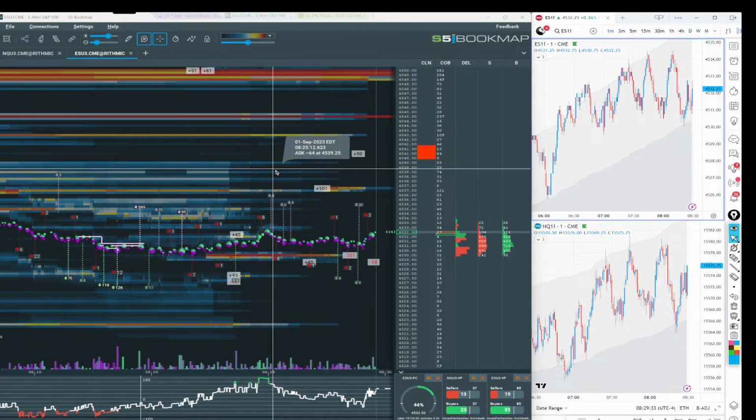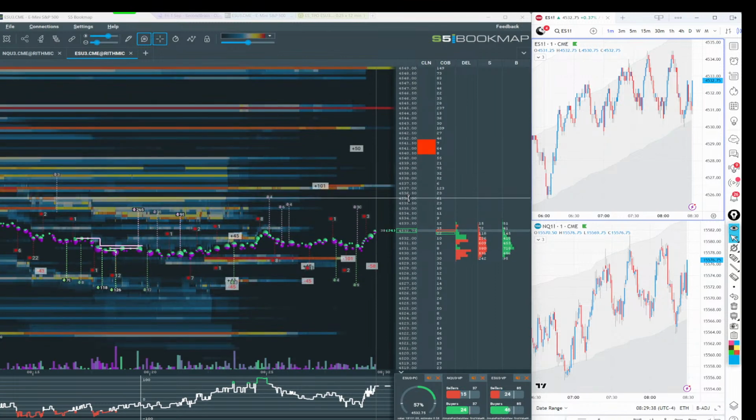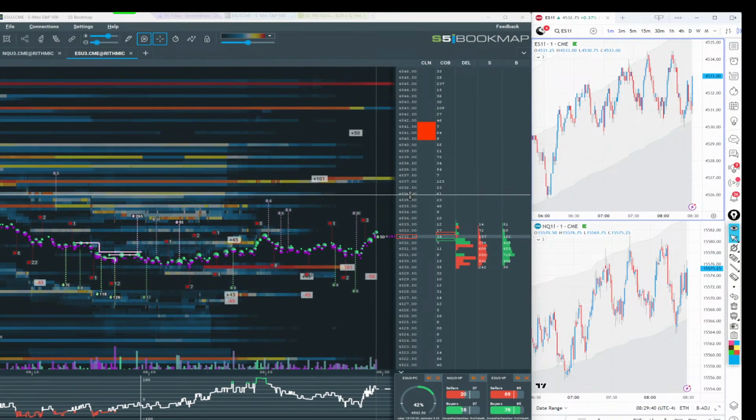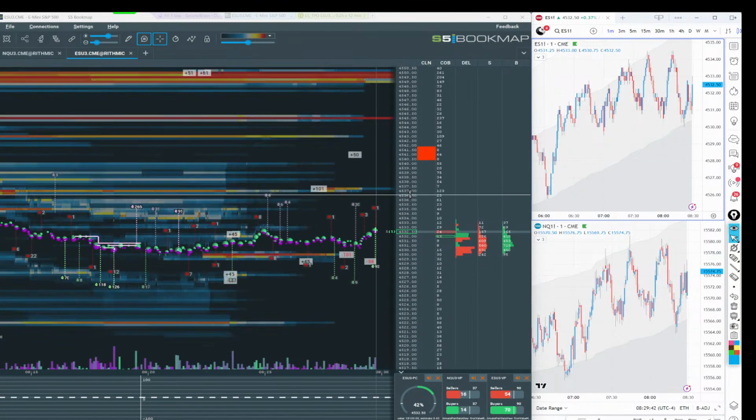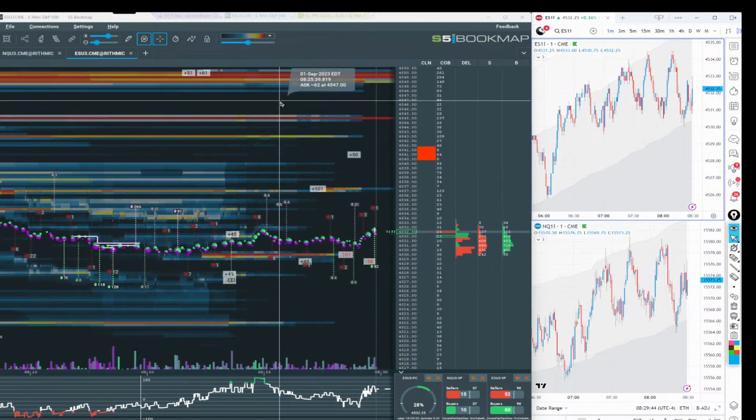25 seconds to go. Just zoom out so we can see all the numbers. It's about as close as I can get. 10 seconds.